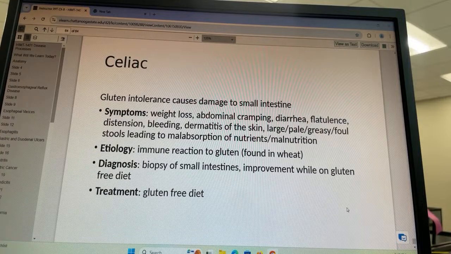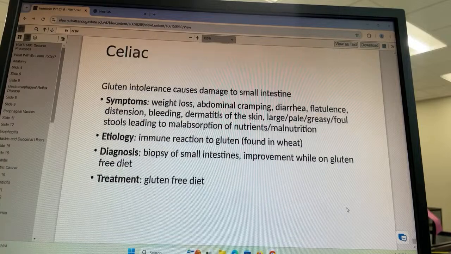Diagnosis of this is just going to be a biopsy of the small intestines just to make sure there's not some kind of weird cancer going on. And then basically the way people know is that when you go on a gluten-free diet, your symptoms get better, right? So that's kind of a telltale, like, oh, well, you have gluten intolerance. And that's basically the only treatment really, is just to go on a gluten-free diet and just manage your symptoms. People who avoid gluten, they don't have any problems. So there's no other treatment needed. And that is that for the digestive.